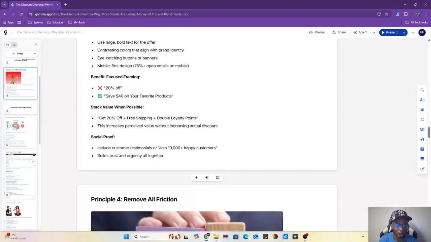Stack value when possible. Get 20% off plus free shipping, double loyalty points. This increases perceived value without increasing actual discount. So when you're constantly stacking value, get 20% off, free shipping, double loyalty points, etc., what you're doing will increase the value of the thing you're offering, and this is how people can actually charge higher prices without offering a discount, because the things that people are receiving along with their buying, they are perceiving as high value.